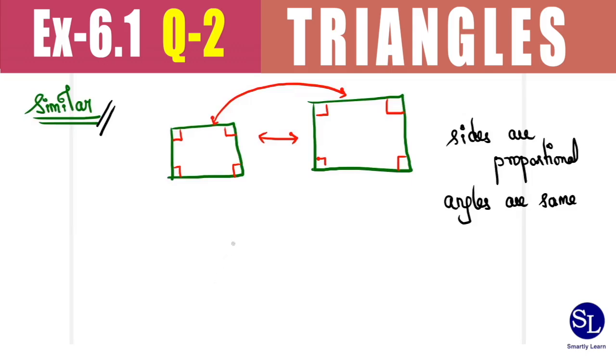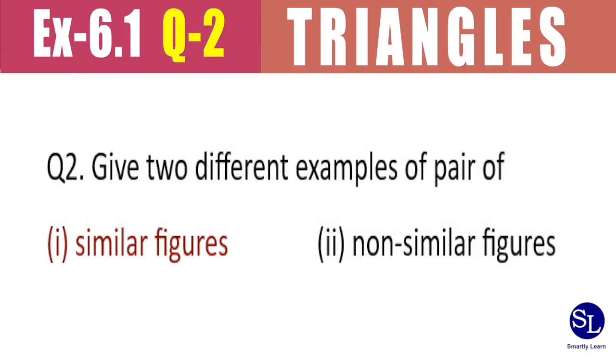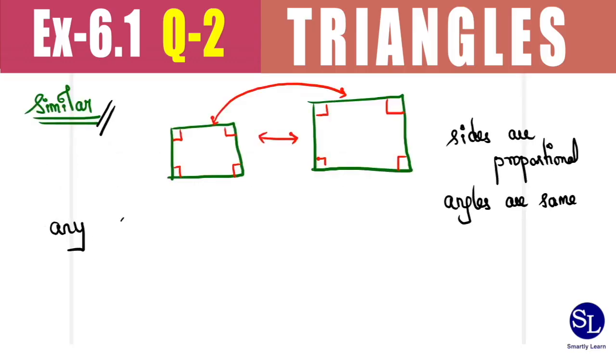So if I have to give an example of two similar figures, I can use any two rectangles or any two squares. In the first subdivision, to refer to similar figures, I can say any two squares. Or, since I explained with an example of squares, I'm going to use any two rectangles. So the application holds true for rectangles too.